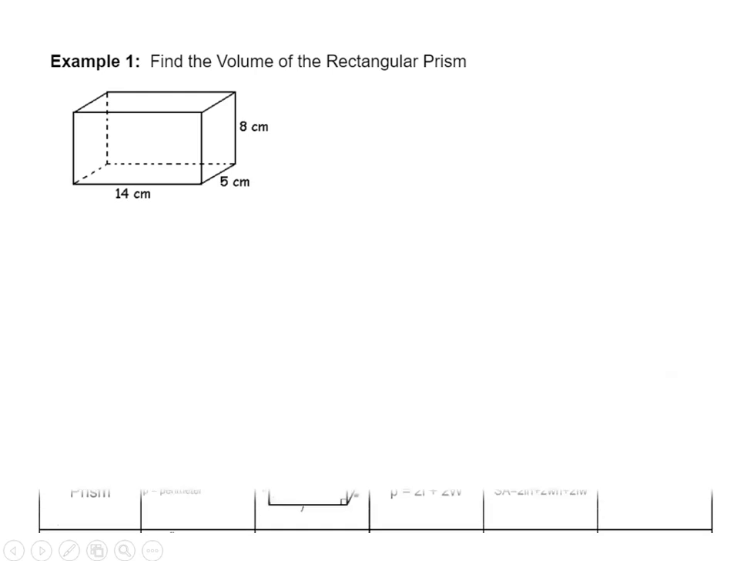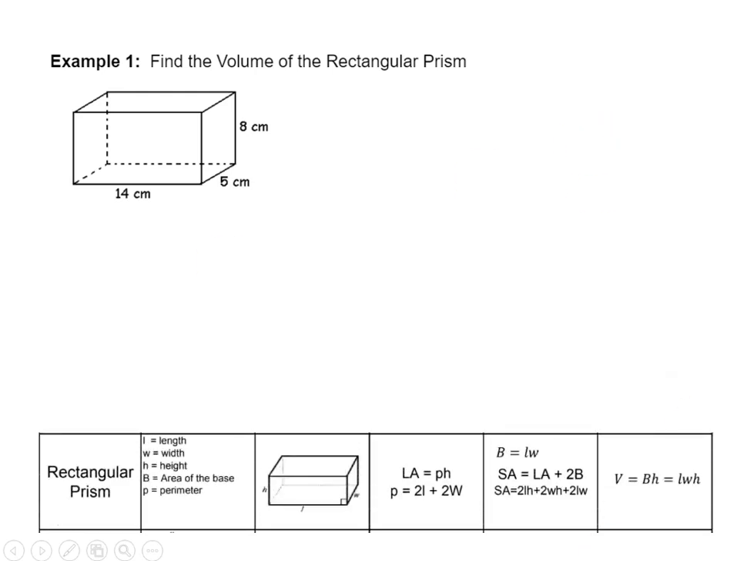And to do that, we're going to refer to our formula sheet here for a rectangular prism. We have all the vocabulary here. There's the picture. Here's our surface area information. And then volume is right here, where the volume is equal to capital B, which stands for the area of the base, which is the length times the width. Or we can talk about the length times the width times the height. It's the same exact formula here.